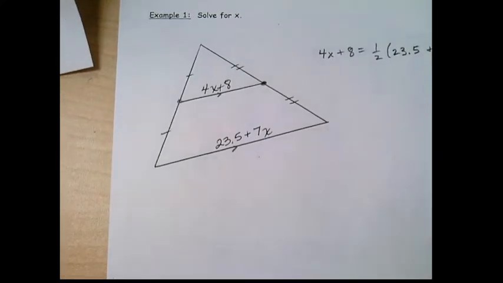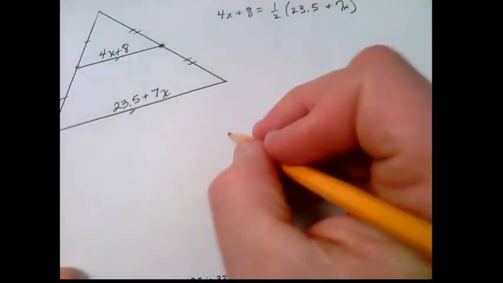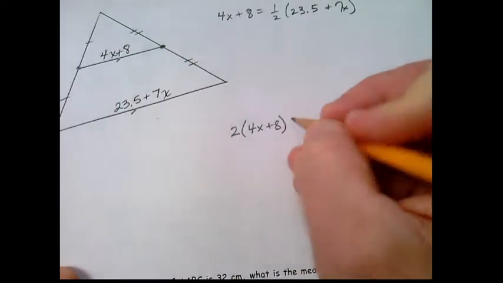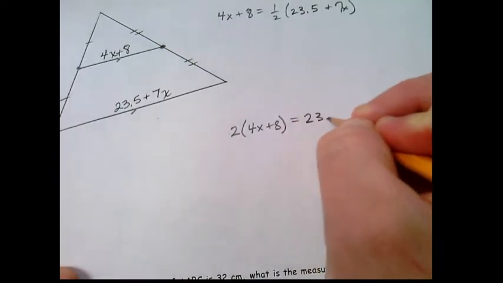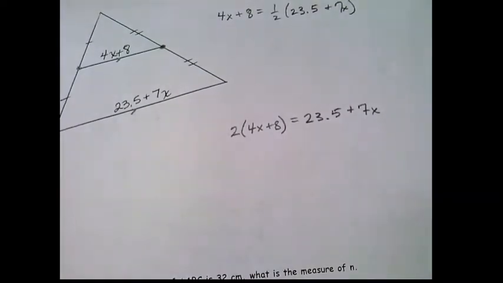Or I could actually double both sides. I could say this: if I double the mid-segment, that would equal the non-intersected segment. Do I care which one you do? I do not. They're both the same equations here.